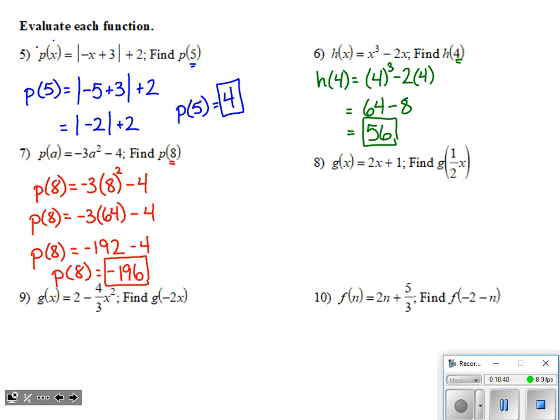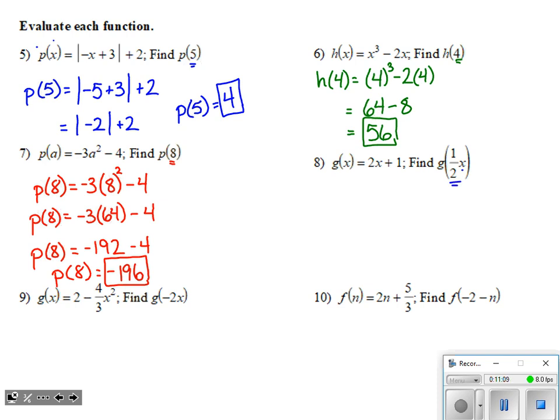Now, those 3 problems were the ones where the direction should say evaluate. For numbers 8, 9, and 10, it should technically say simplify. Because when they tell us to evaluate, that's when we get a single number for an answer. That's what we saw in 5, 6, and 7. But for these last 3, you can tell from our inputs that we are actually inputting an expression. There's still variables there. So we're going to simplify an expression at the end. We're not going to get a single number answer. But it works the same way.